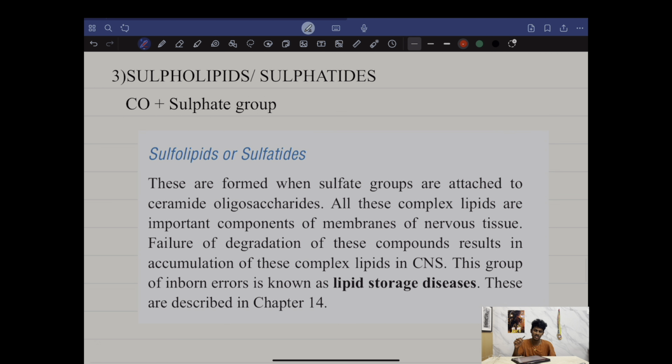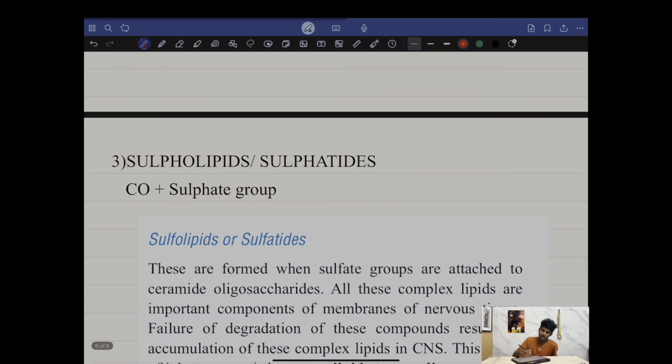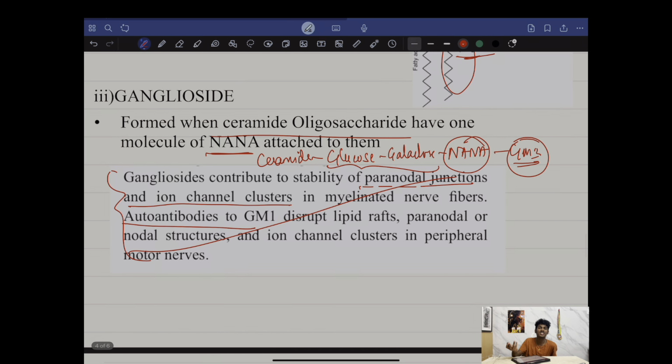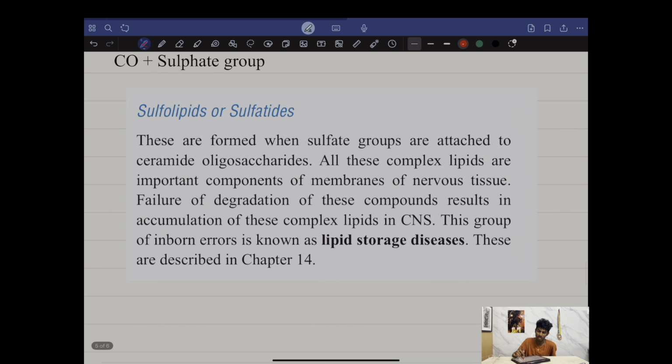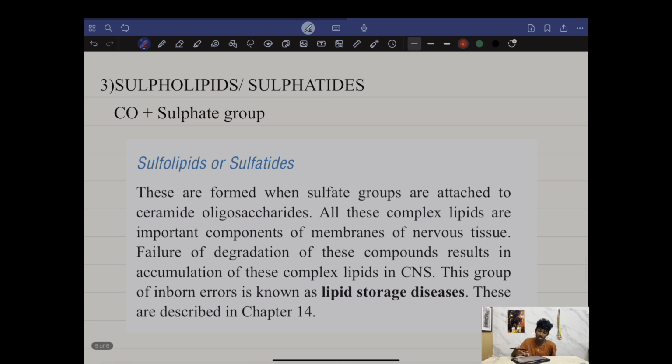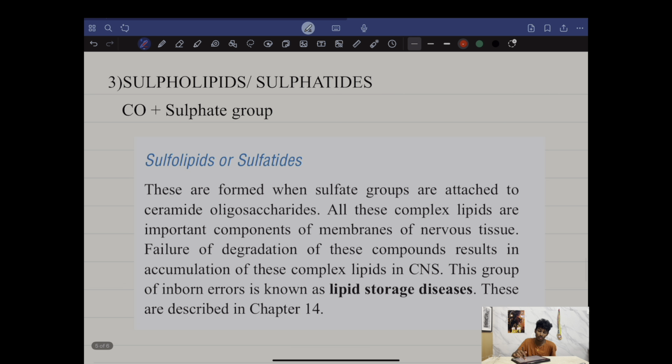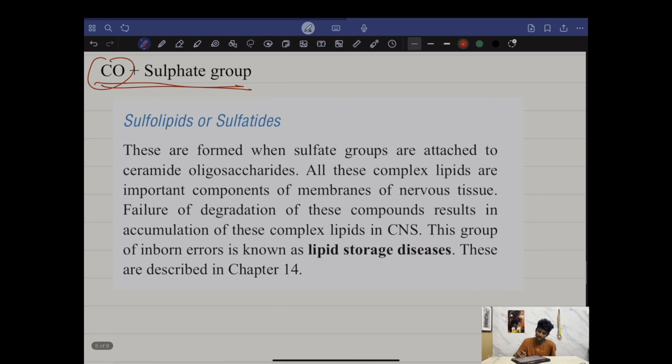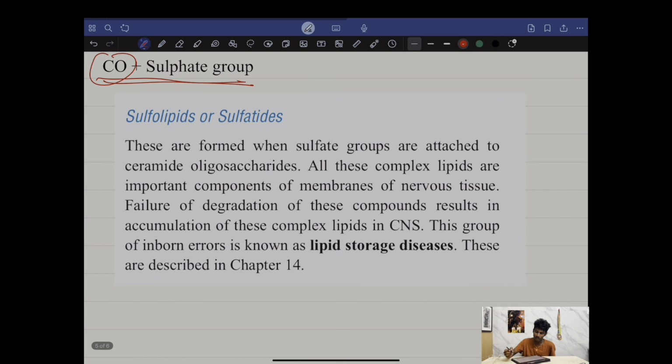Then you have the sulfolipids or sulfatides. Sulfolipids or sulfatides are nothing but, when in this ceramide oligosaccharide I replace this NANA with the sulfate group, then it is the sulfatides, nothing but the sulfolipids. That's ceramide oligosaccharide plus the sulfate group. Okay, simple. So that's what I have also mentioned.